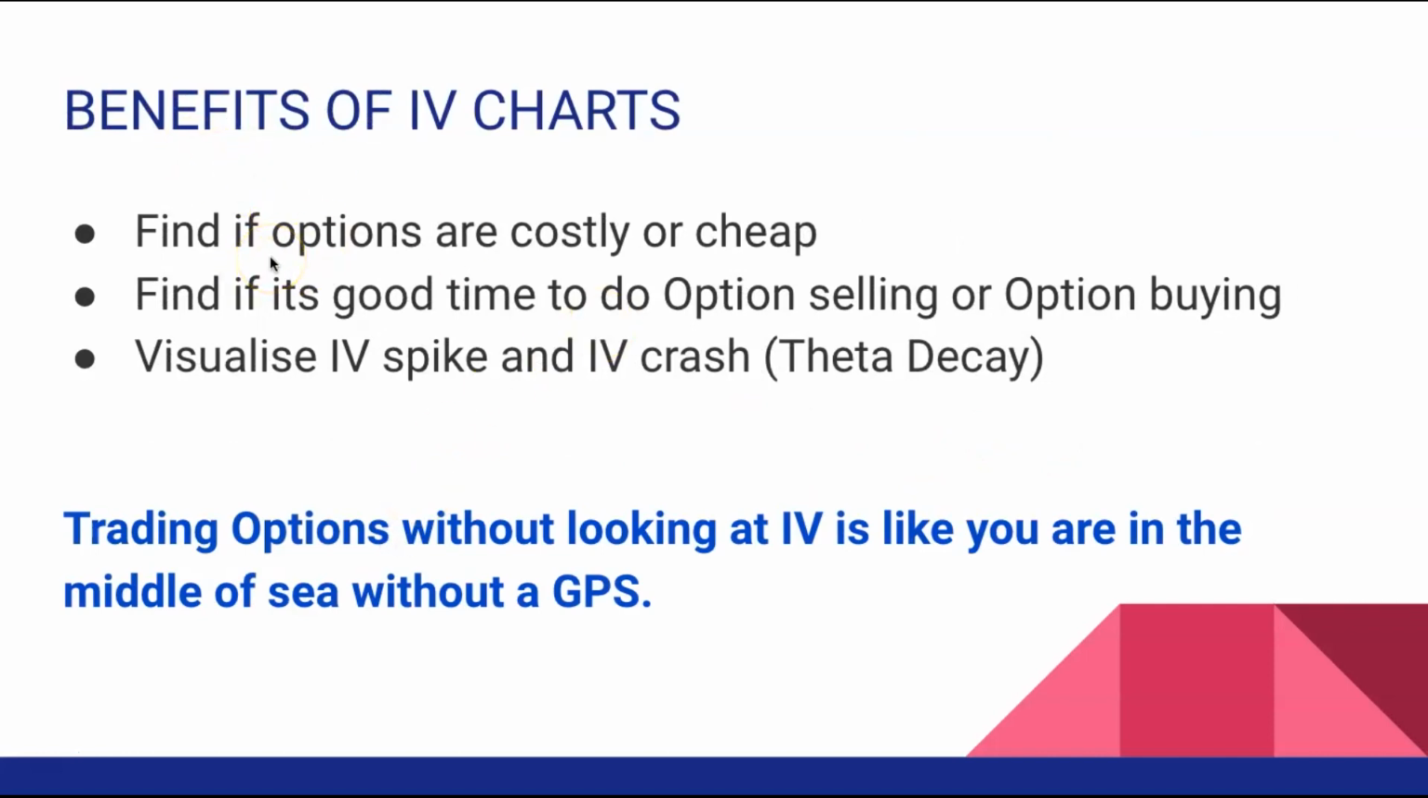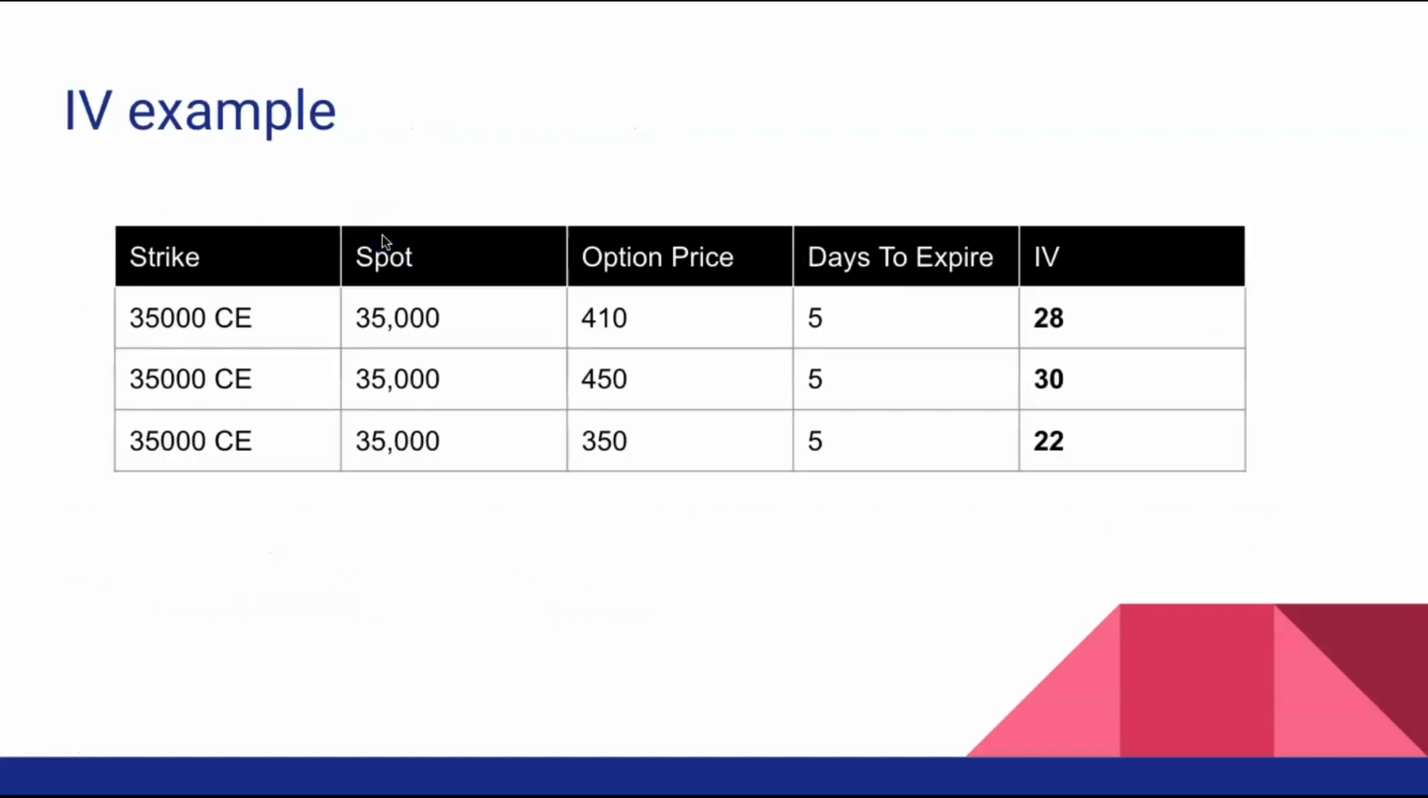Basically, if you just look at the premium of the options, you do not know if it is overbought or oversold. But with the IV, we are able to find if it is costly or cheap. And with the IV, we can find when to do the option selling and when it is the right time to do the option buying. And we can visualize the IV spike, IV crash, theta decay, etc. All this I will be explaining with live videos. So let's move on to the next slide.